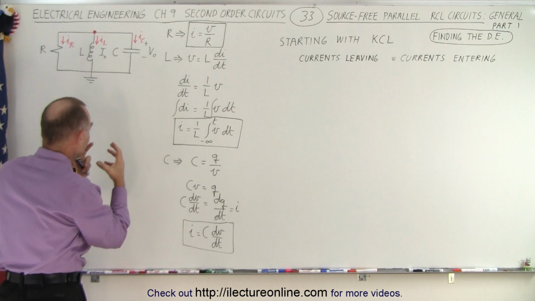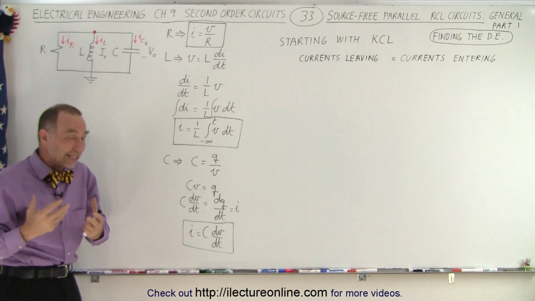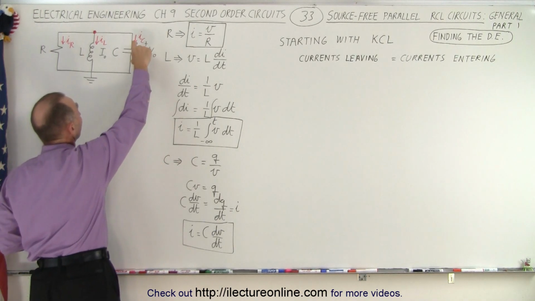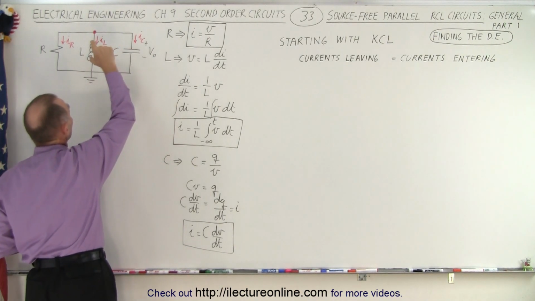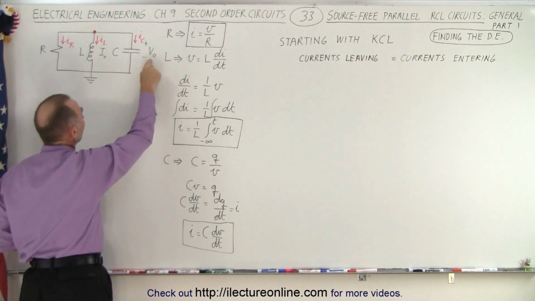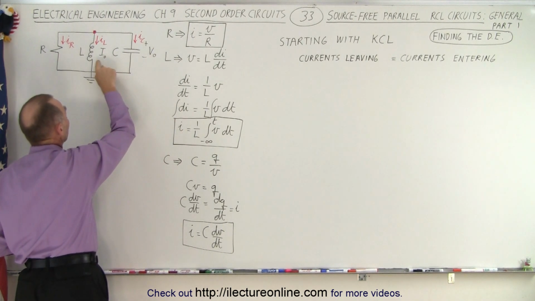Secondly, when we have an initial condition, because we will need to take into account the initial conditions in the circuit, we consider the initial voltage across the capacitor and the initial current through the inductor. So these are the two initial conditions: the voltage across the capacitor and the current through the inductor.